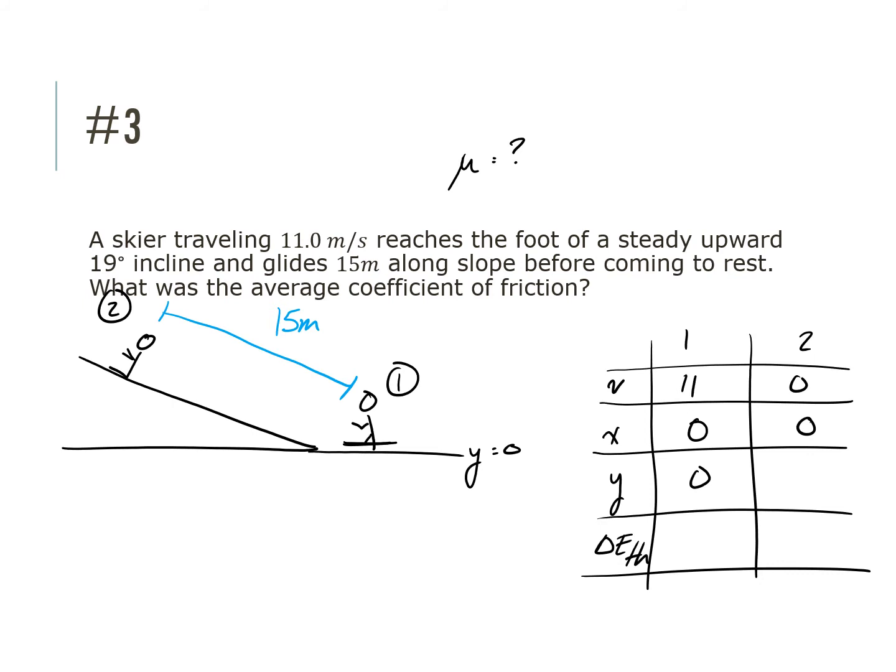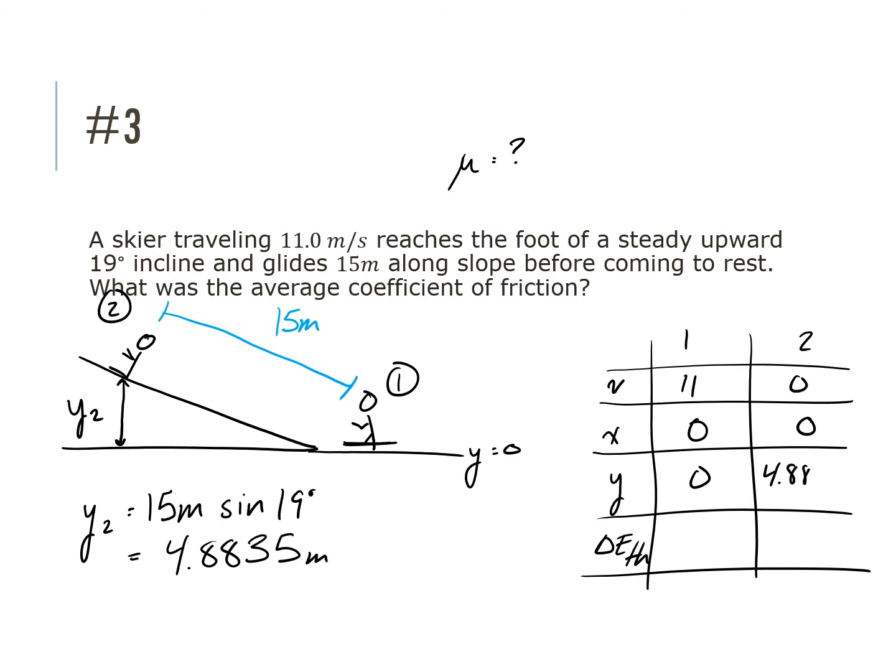Based on how we've set up this question, y is going to be equal to 0 at point 1. We can find the value for y2. y2 is going to be equal to 15 meters times sine of our angle, which is 19 degrees. And when I plug this in, I got 4.8835 meters. So this is going to be our y value. We need to make sure that we do carry some extra sig figs when doing this, or if you want to leave it to plugging it in till the end, that is fine as well.